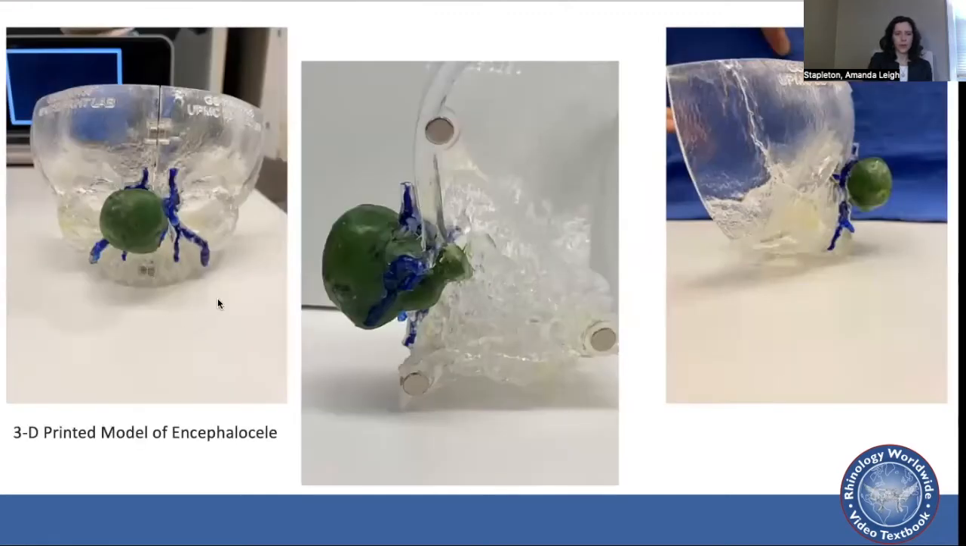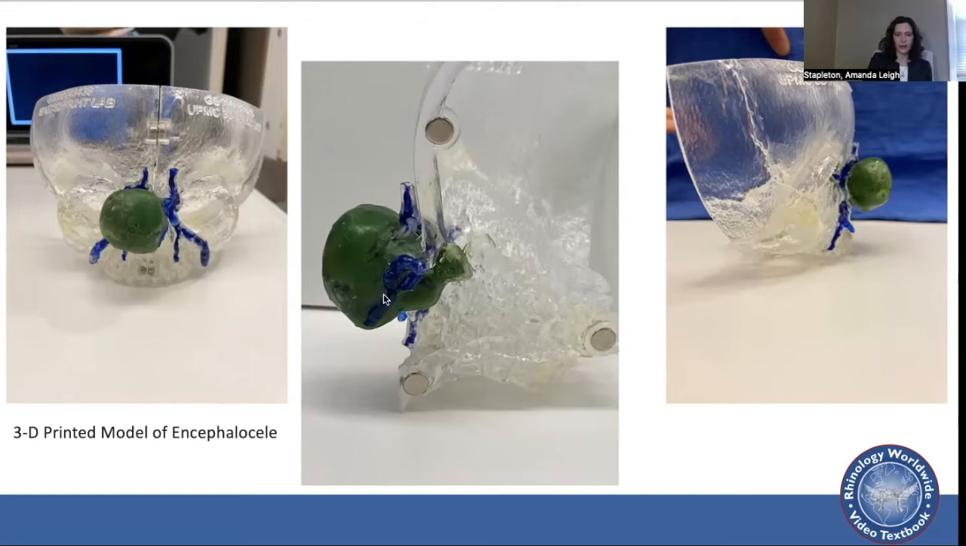This is his 3D printed model, where again, we use clear resin for the bone, as well as painting his lesion green. And here you can see the skull base defect where it kind of originates on the anterior frontal, goes through that foramen cecum, widens that whole area, and then comes out onto the external side.